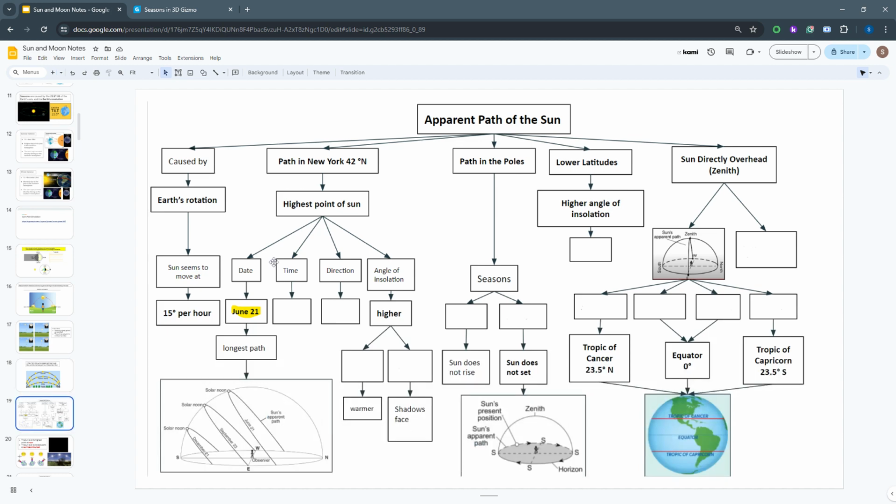So in your notebook, go ahead and write this down. For the highest point of the sun in New York, the date will be June 21st. And on June 21st, we actually have the longest path compared to the other seasons.